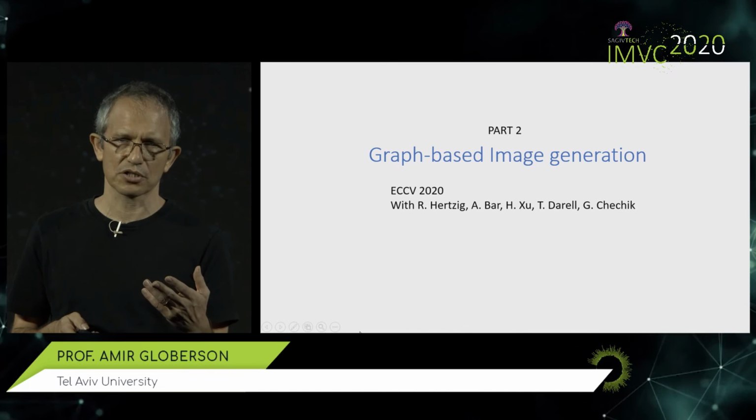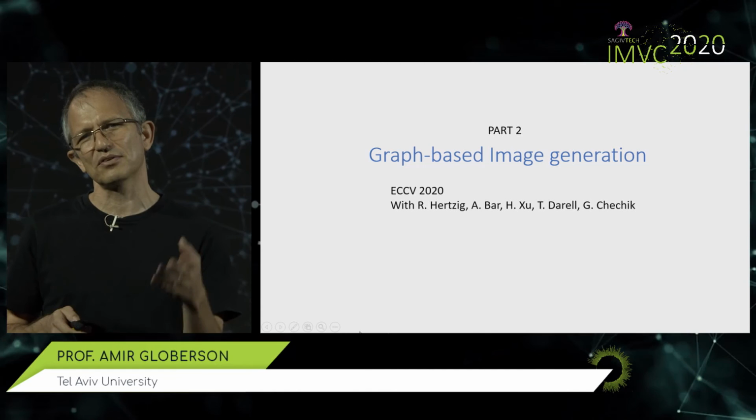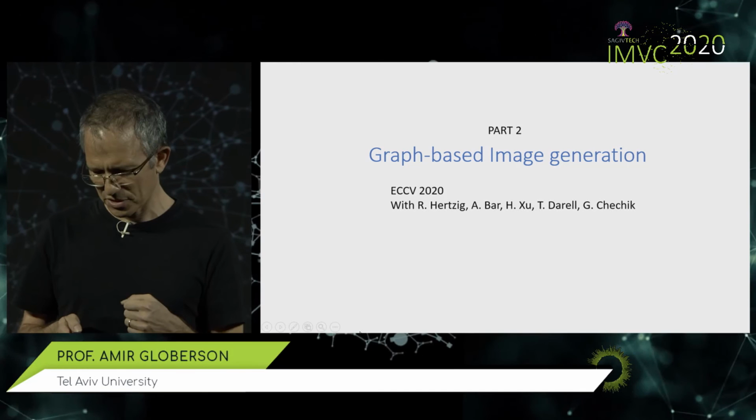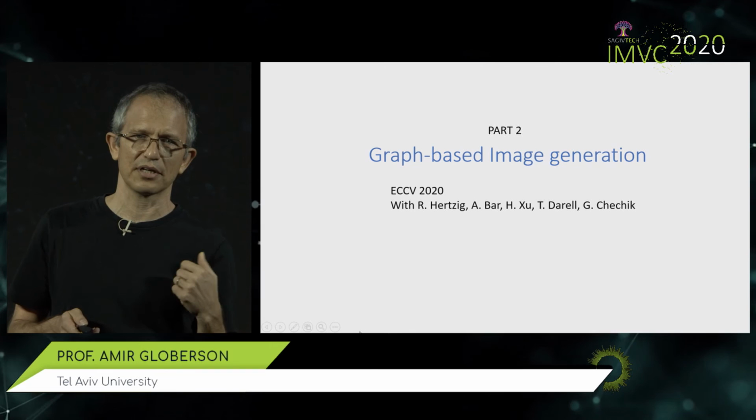Okay, so that's what I wanted to say about mapping images to scene graphs with full supervision and perhaps also with partial supervision. The next thing that we got interested in is the reverse direction, namely how can you generate images from scene graphs, and this is recent work with Roy Herzig, Amir Bar, Ishu, Trevor Darrell, and Gal Chechik in ECCV.